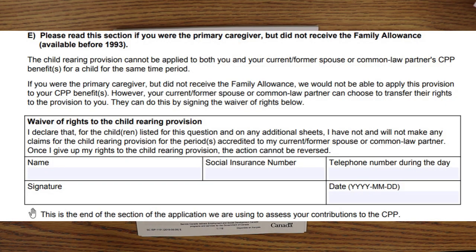You will need to know who was the primary caregiver for children under the age of 7, who received family allowance, yourself or your partner, who received Canada Child Benefit, yourself or your partner. If there were periods when you did not receive the family allowance or the Canada Child Benefit for your children, you'll need to provide the dates and reasons.